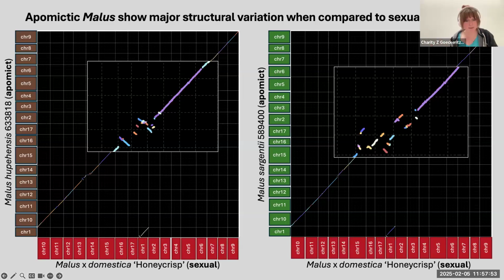And part of my pitch when I was applying for this NSF proposal was that we're starting to see these loci look a little bit like these SDRs in sex chromosomes. And so if I join Alex's lab, I can learn a lot of techniques that might help me find them in apomicts.